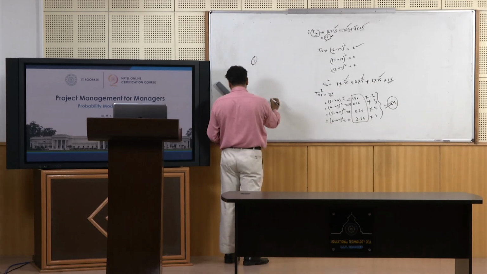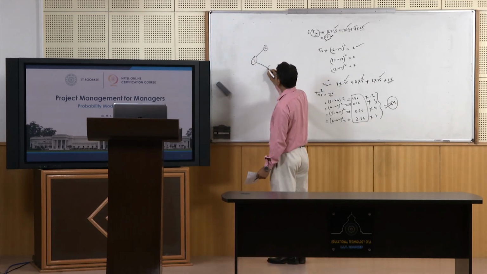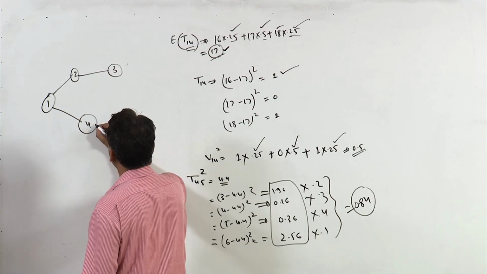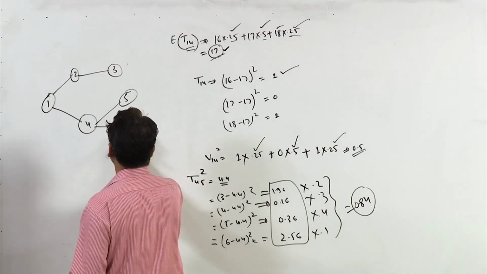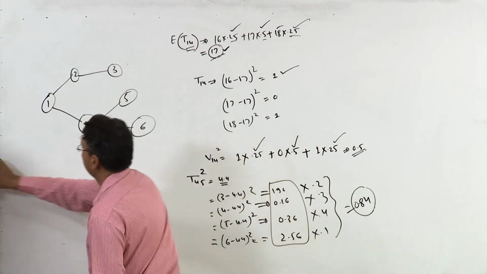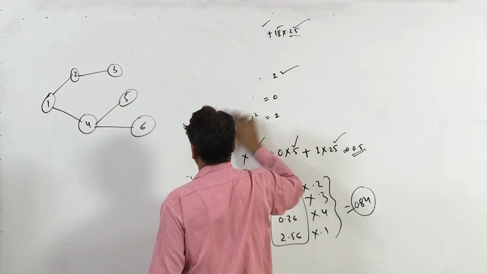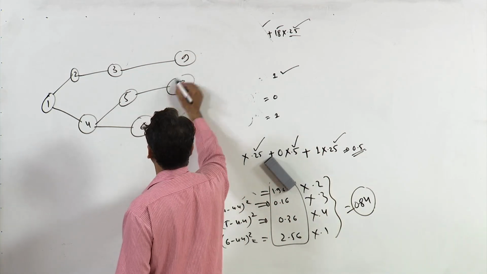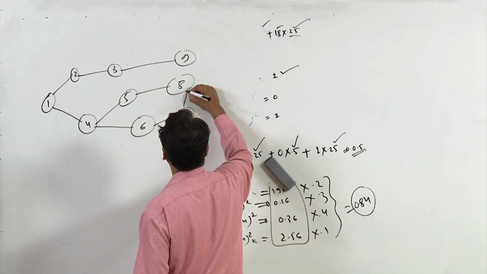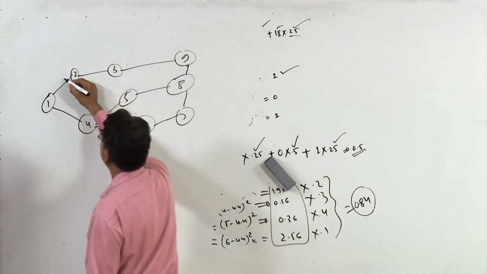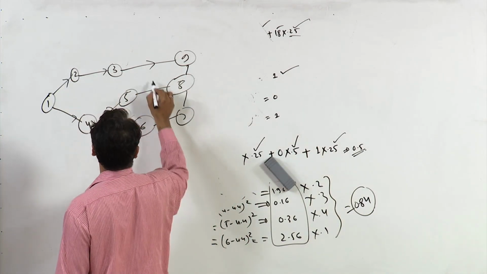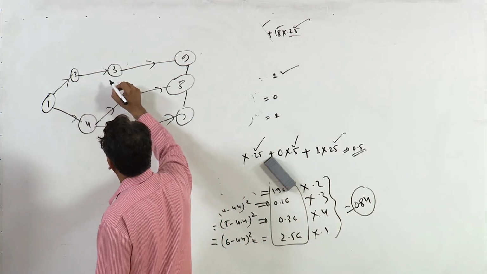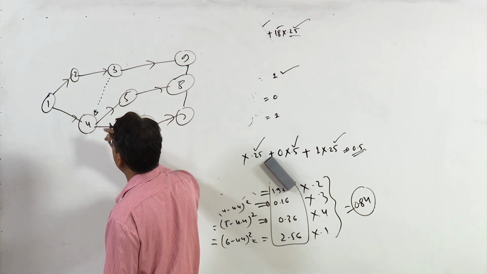So, let us look at this. This is your first event, this is your second event, this is your fourth event, this is third, this is fifth, this is sixth, this is your ninth event. You got 5 to 8, 6 to 7, 7 to 8 and 8 to 9. So, this event is the last event, and these are different activities. We have got a dummy activity also, 3 to 4.